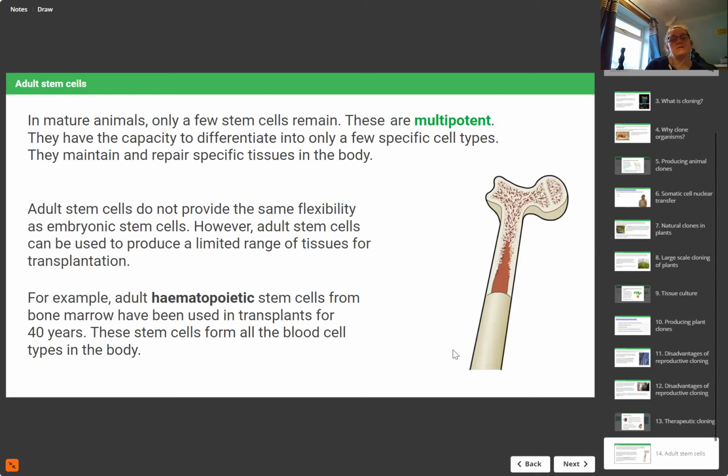Adult hematopoietic stem cells, we find them in bone marrow, and we've been using them in transplants for 40 years. These stem cells form all the blood cell types in the body. So if we've got any issues with blood, we can do stem cell transplants, which is a blood stem cell transplant, so a bone marrow transplant basically. Patients with something like leukemia or other blood cancers can be treated using that.